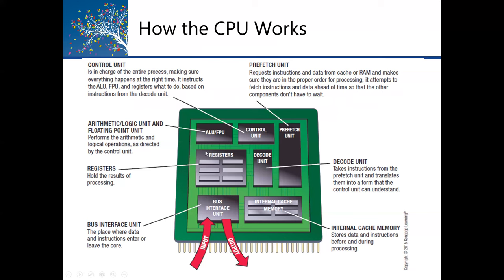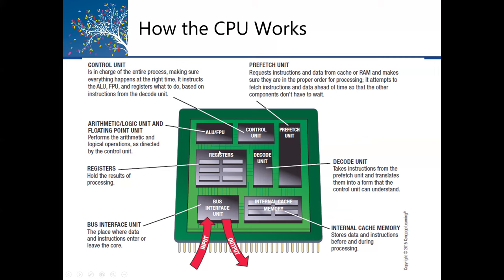Example here, these are all the elements. We have the control unit. The control unit is in charge of the entire process, making sure everything happens at the right time. It instructs the ALU, the FPU, which is the floating point unit, and also the registers what to do based on instructions from the decode unit. Now the arithmetic logic unit and floating point unit are the main elements that perform the arithmetic operations and also the logical operations.